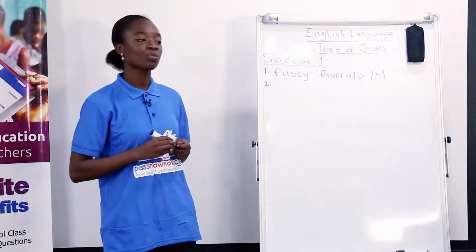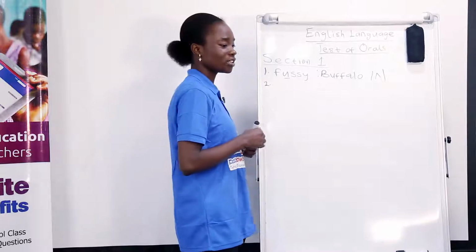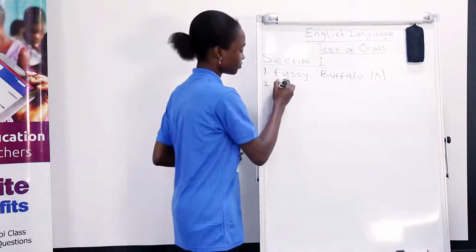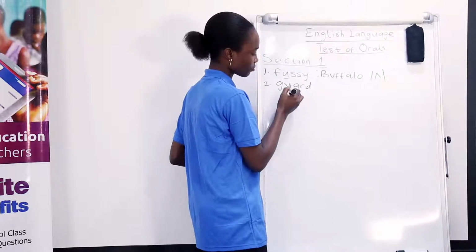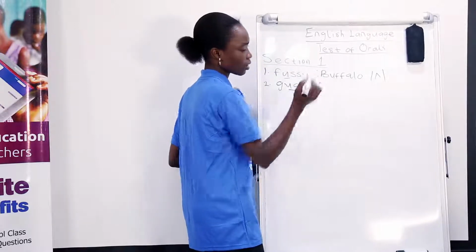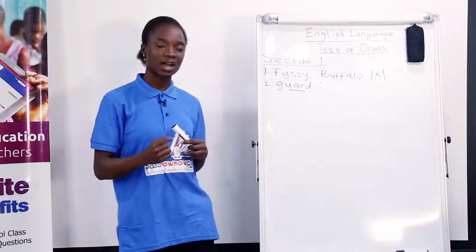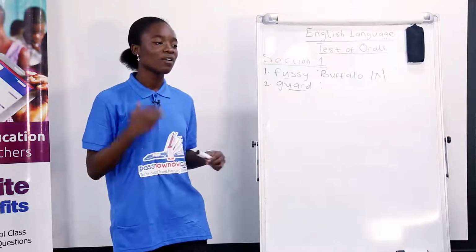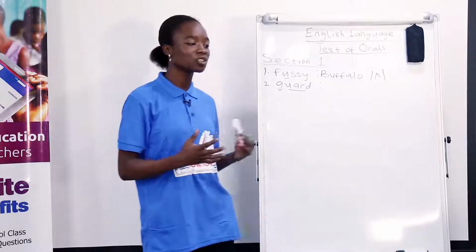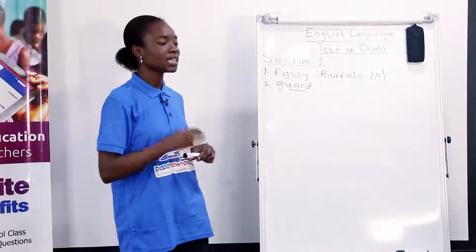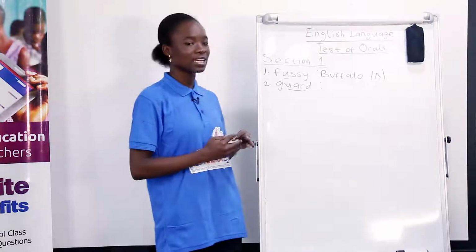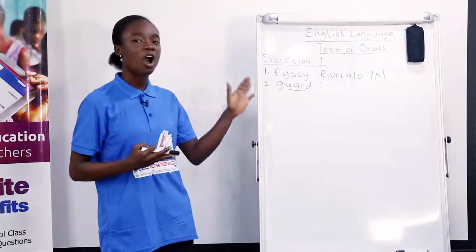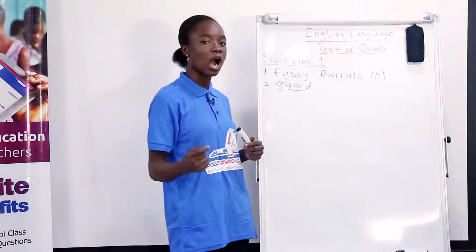Number two, we have guard. Option one, we have slack. Option two, we have God. Option three, we have father. And the last option, we have even. The correct answer is father, because it has the same vowel sound as guard. That's the long R sound.